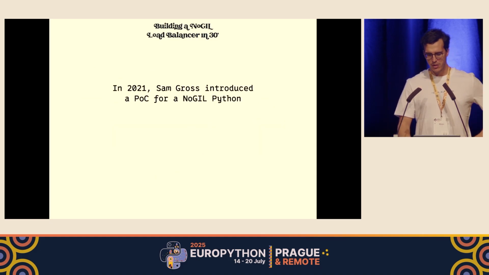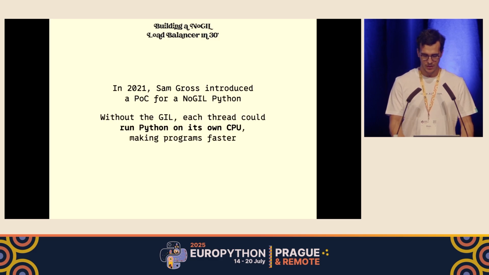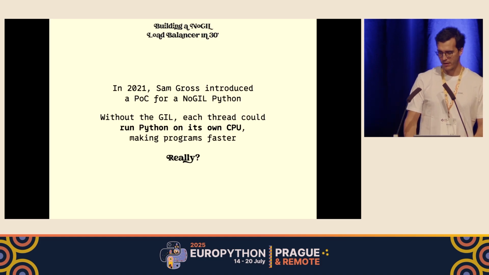Because in 2021, Sam Gross from Meta introduced a proof of concept for a no-GIL Python. It's been the fourth time that we tried to remove the GIL since 1996. And this will mean that without the GIL, each thread will run Python on its own CPU. So we're going to have multiple CPUs running multiple independent Pythons at the same time, making the program faster, at least in theory. So we'll see about that.